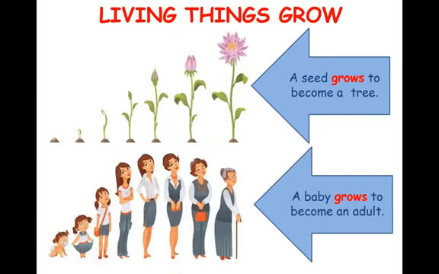Living things grow. Living things change themselves gradually. Your body has been changing from the day you were born. When you were born, you were a small baby. Now you are a young child. In a few years, you will grow into an adult. Similarly, a seed grows into a plant. The plant grows to become a tree. But in the case of non-living things, they do not grow.